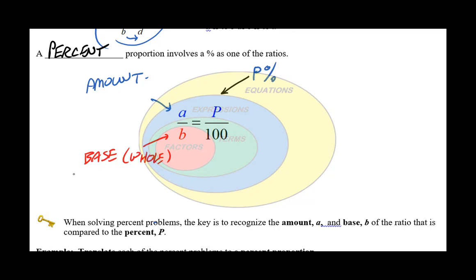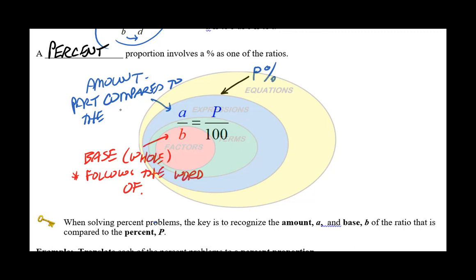When we're looking at this, usually the base follows the word "of." The amount is the part compared to the whole, or the base. It's a part. So if we think of percentages, the percent P is the part compared to 100.